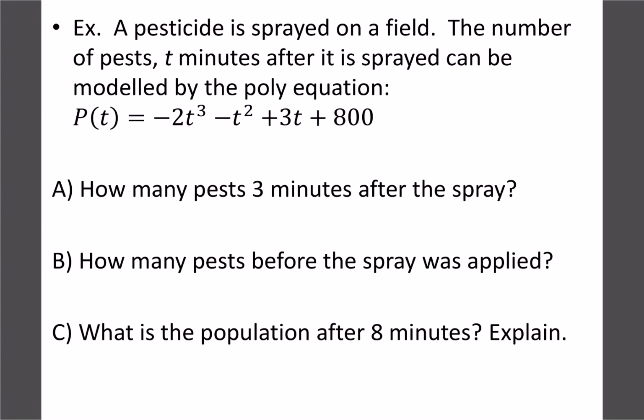Okay, our last question we got here is a word problem. This one's giving us an equation to model a number of pests on a field. So you have a number of mosquitoes or whatever it is, and you're going to spray a chemical. So we have an equation that's showing that. The first thing you want to do is actually graph this equation. So on your calculator, type in negative 2t cubed minus t squared plus 3t plus 800.